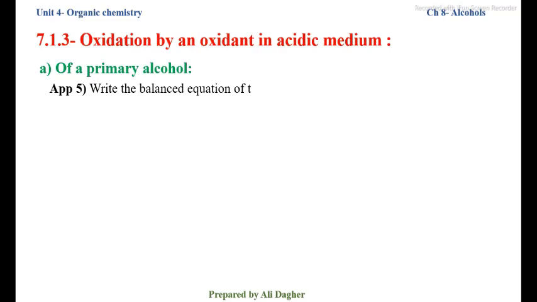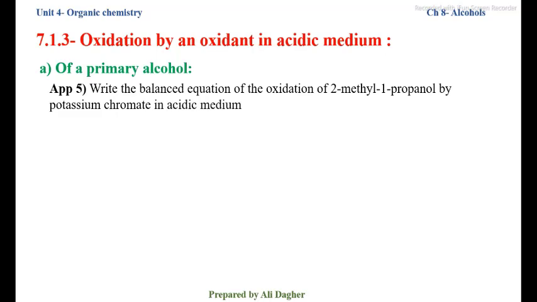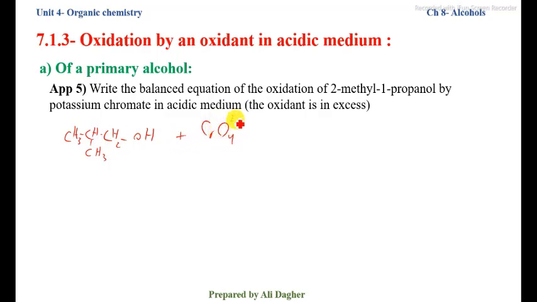Application 5: write the balanced equation of the oxidation of 2-methyl-1-propanol by potassium chromate in acidic medium. The oxidant is in excess. 2-Methyl-1-propanol: propanol has 3 carbons, OH on carbon 1, 2-methyl on carbon 2: CH3CH(CH3)CH2OH, plus chromate CrO4 2-. We transform CH2OH into COOH. The R remains the same, CH3CH(CH3)COOH, and chromate into chromium Cr3+.